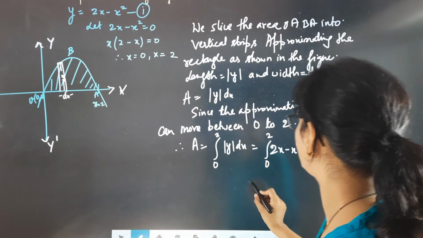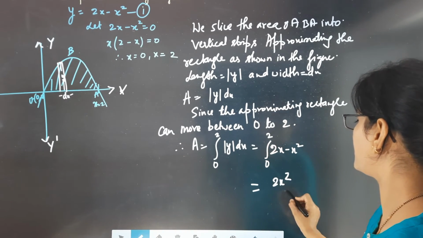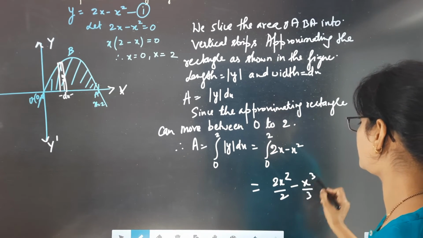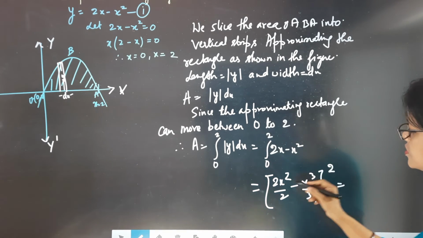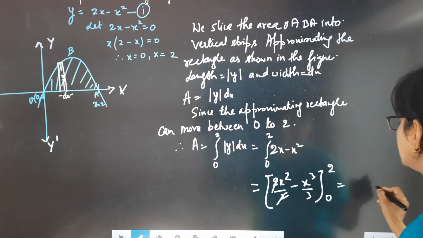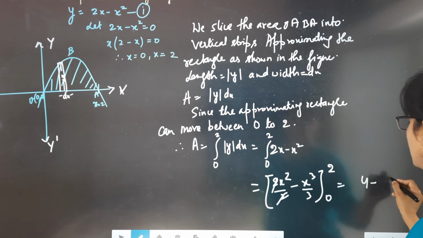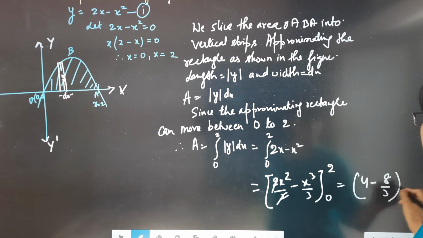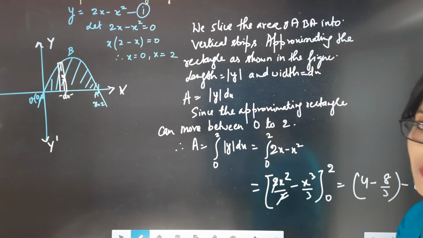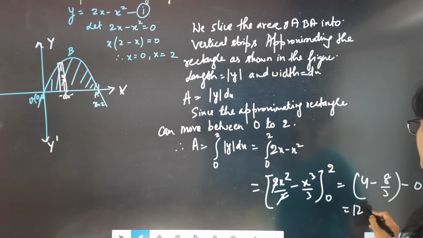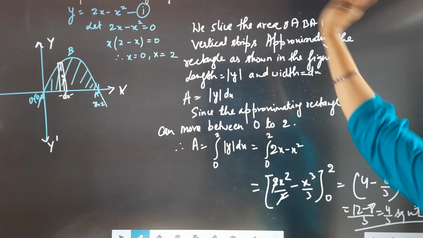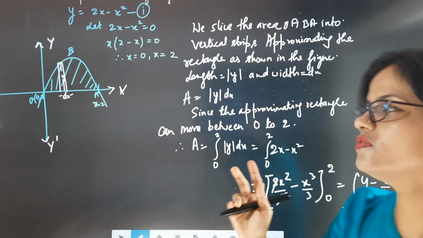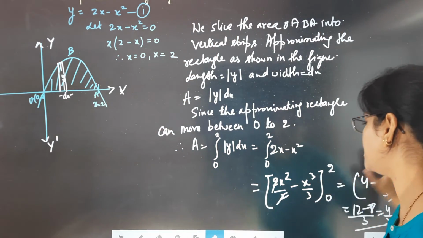So now here it will become 2x square by 2 minus x cube by 3. The limits are 0 to 2, so 2 twos are 4. So this and this will get cancelled. So 4 minus 8 by 3 and then minus 0, because 0 in place of x gives 0. So 12 minus 8 by 3, that is 4 by 3 square units. If you have information about how to draw it, then you will be able to do this question in no time.